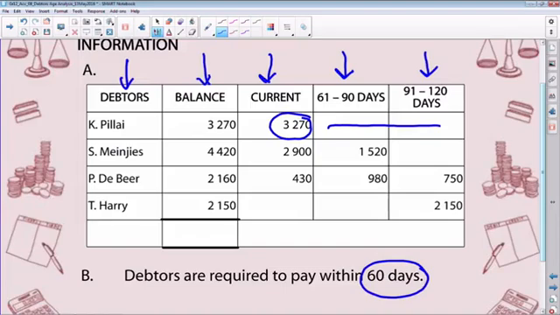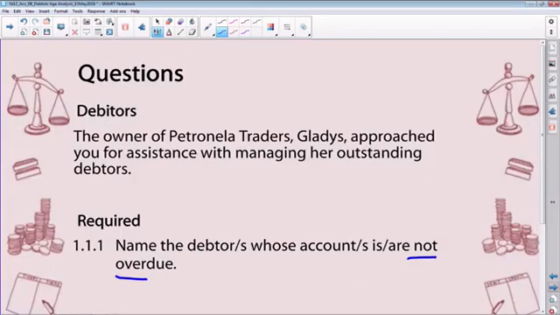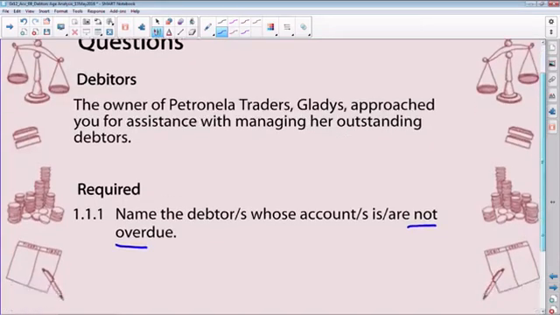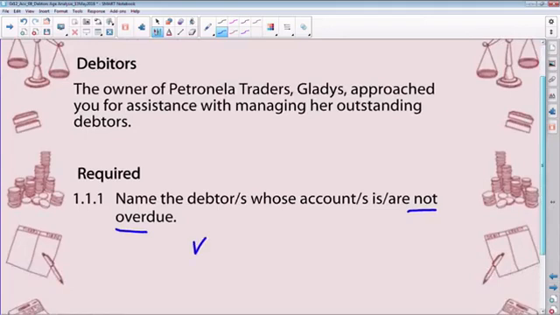So clearly, the only debtor whose account is not overdue, because if we look at our other debtors, can we see we got information in the 61 to 90 days and the 91 to 120 days. So the only debtor whose account is not overdue is KPLA. So the answer to that one would be KPLA. Next question.